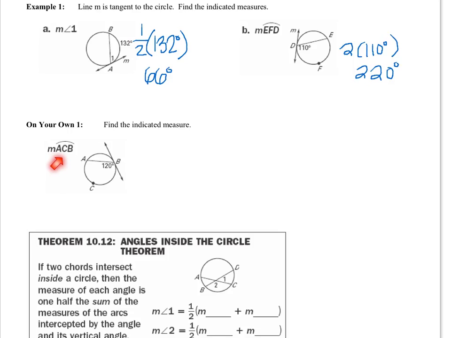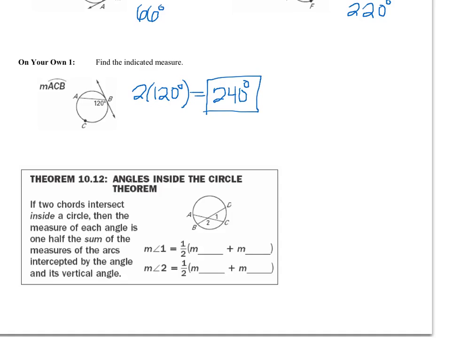Okay, we want the measure of arc ACB, so arc ACB is right here, and it's related to this angle. That angle is 120, so twice that will be 240. So we're going to say 2 times 120 degrees, which equals 240 degrees, and that is my measure of arc ACB.